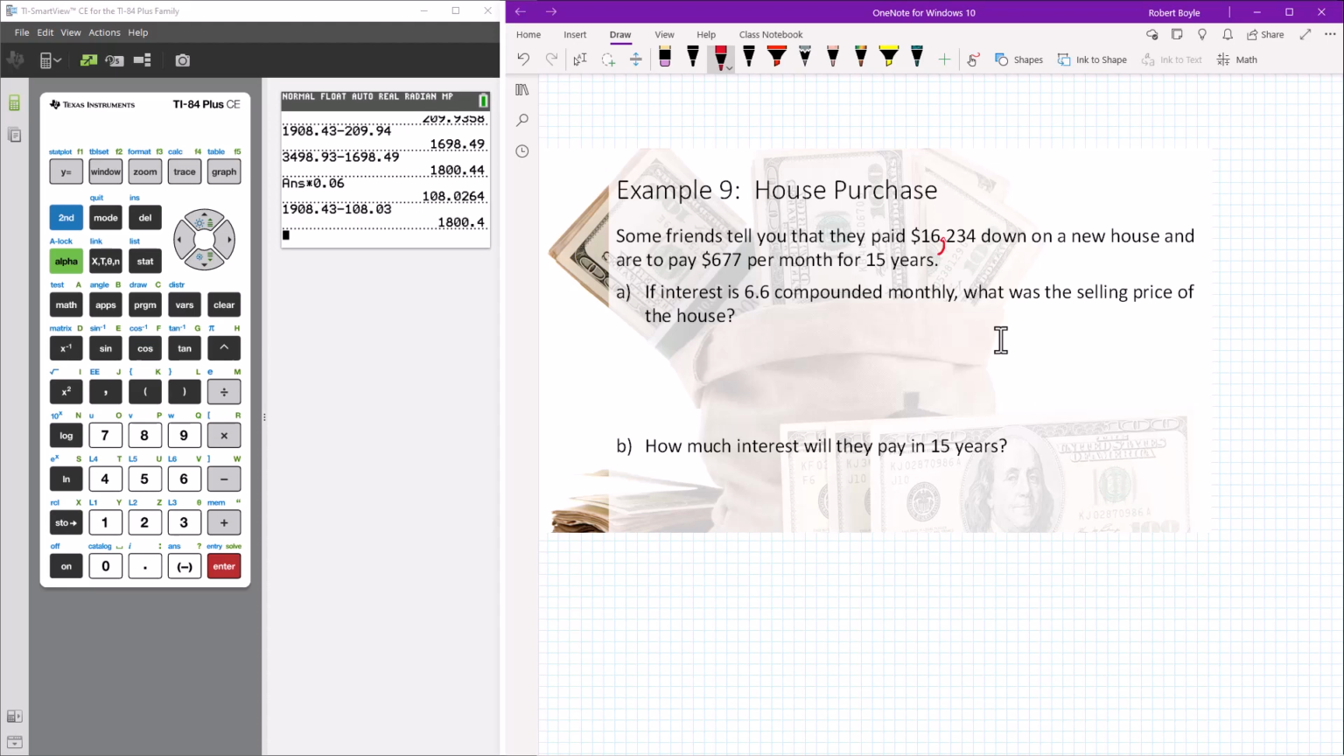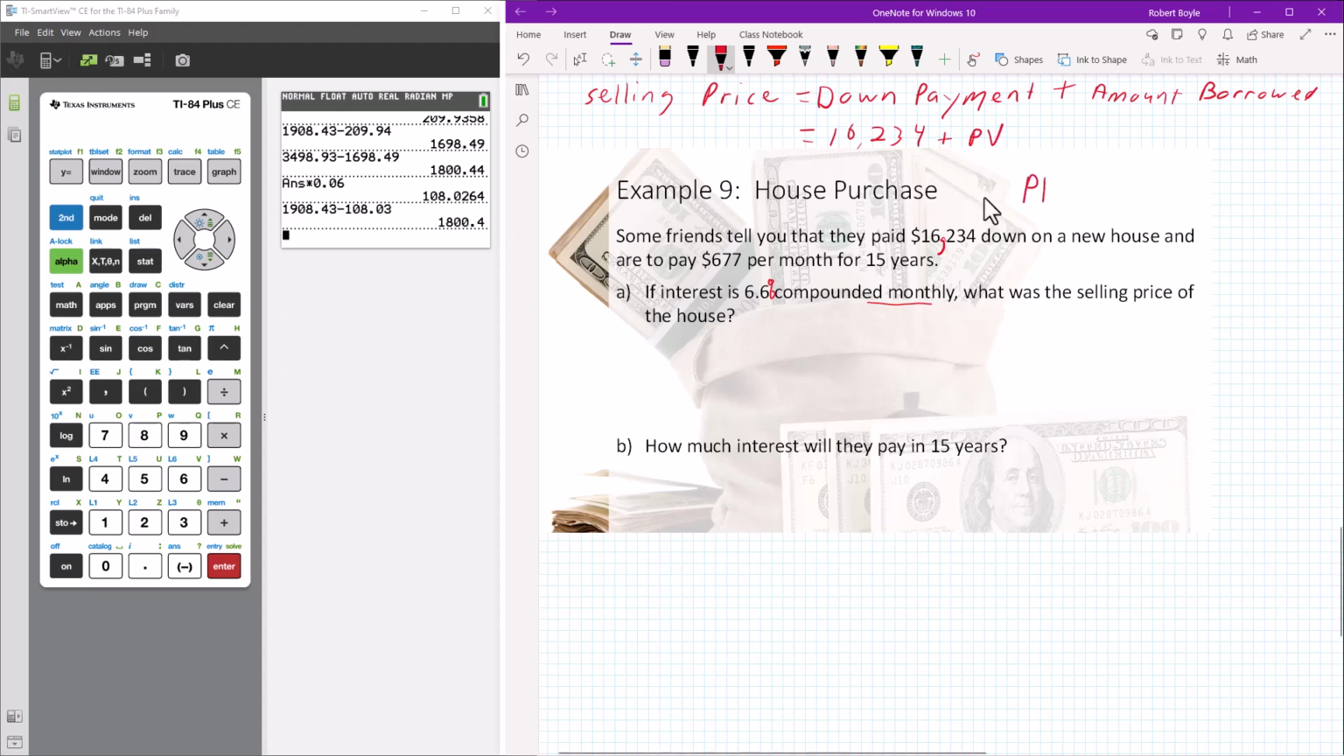And the question here is, if the interest is 6.6% compounded monthly, what must be the selling price of the house? Well, keep in mind, the selling price of the house is equal to the down payment plus the amount borrowed, which will be equal to $16,234 plus whatever the present value of the loan is.